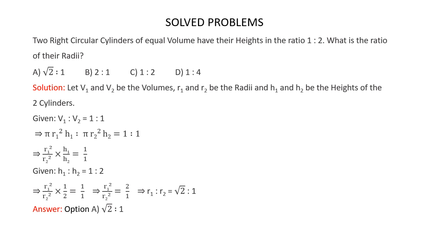So here you are asked to find the ratio of the radii of the two right circular cylinders. It's given that the two right circular cylinders have equal volume and their heights are in the ratio of 1:2. Now let V1 and V2 be the volumes, R1 and R2 be the radii, and H1 and H2 be the heights of the two cylinders.